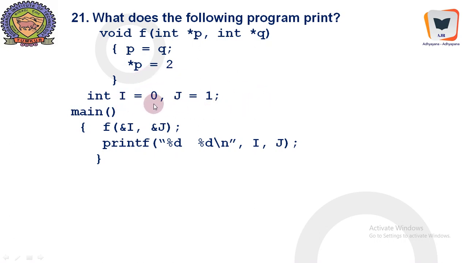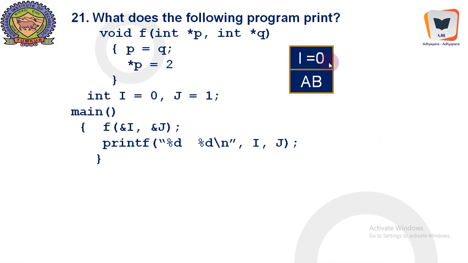Integer i equal to 0, j equal to 1, they are made global variables, and here is a function call with ampersand i, ampersand j. As soon as you say this, the address of i will be received by this pointer, and the address of j will be received by this pointer. And the question is, what exactly does this printf statement do? We will go through it very quickly.